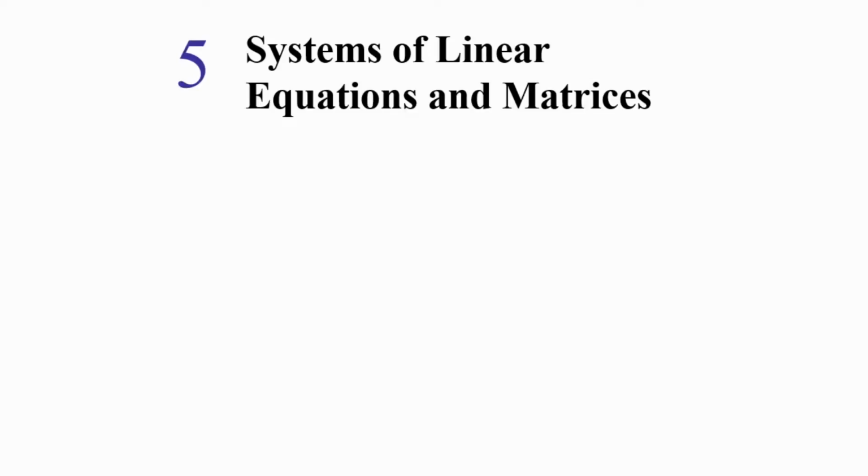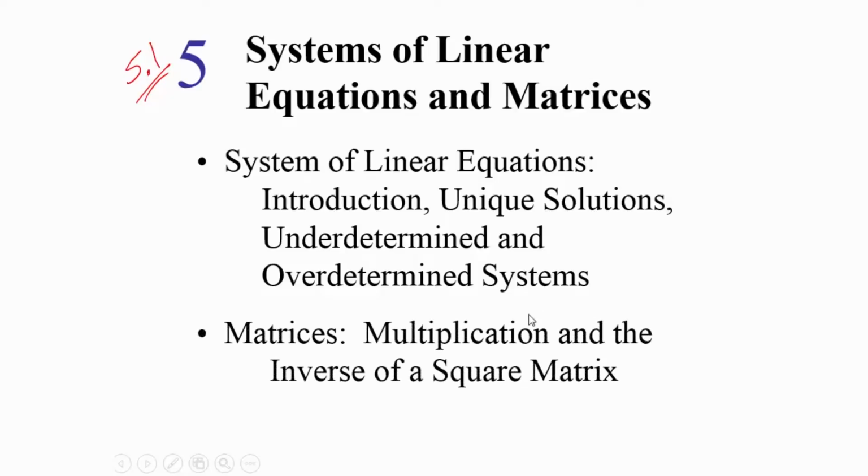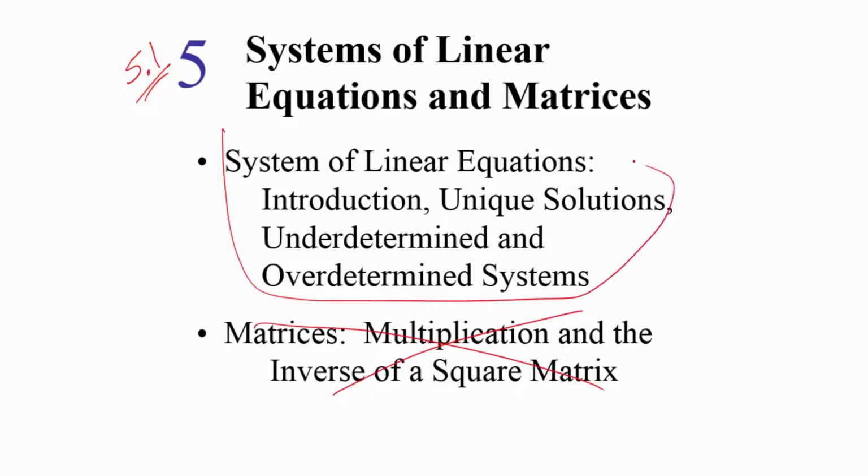So basically, section 5.1 is what we're going to cover in this chapter 5. Okay, so let's look at the slides. Here's 5.1. Systems of linear equations: introduction, unique solution, indeterminate solution, and overdeterminate solution. We're going to see what they mean. And matrices, again, as I said, we are not covering this part, right? We just talked about system of linear equations, which is 5.1.